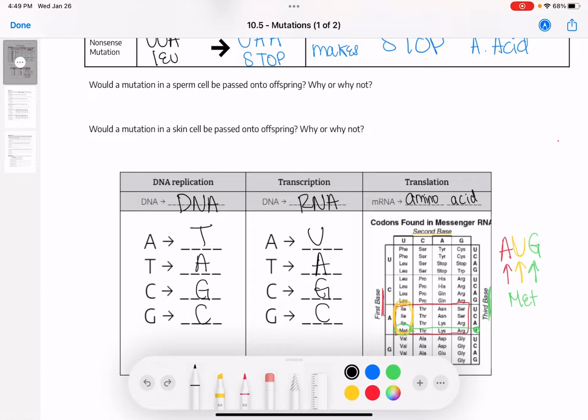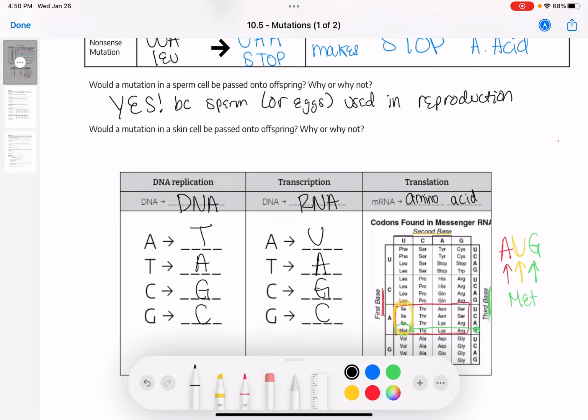But back to what I was saying. Would a mutation in a sperm cell be passed on to the offspring? Why or why not? Well, all you have to do is think about what is being used in reproduction. What is being used to create babies? If sperm is being used to create babies, then yes, because sperm or eggs are used in reproduction.